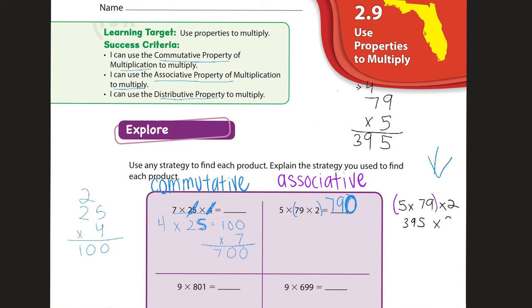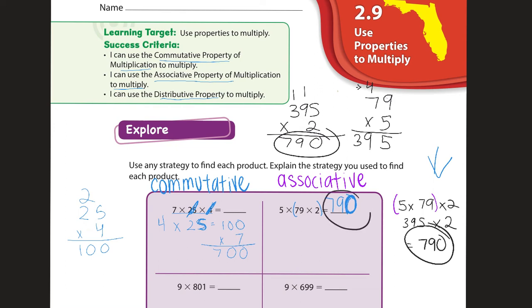And now I need to multiply that by 2. Okay, I'm going to do that over here where I have more space. 395 times 2. 5 times 2 is 10. 9 times 2 is 18 plus 1, 19. 3 times 2 is 6 plus 1, 7. So my answer is 790. I did get that answer no matter which way or how I grouped my factors. I still got the same product. I got the same multiplication answer, 790.